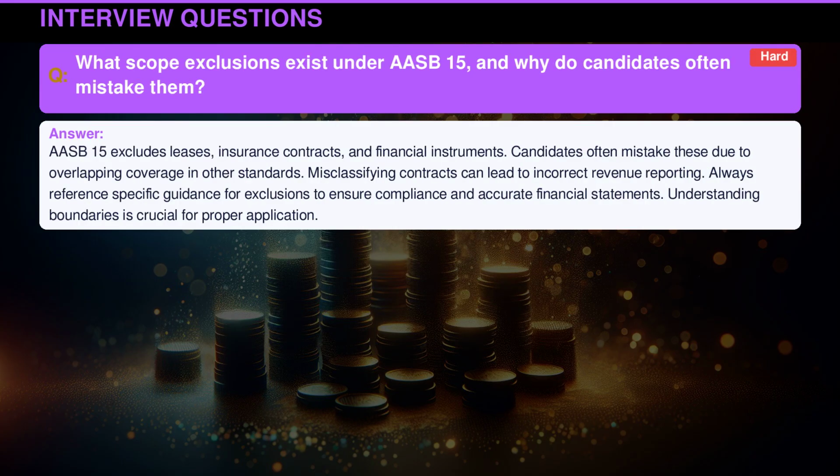AASB 15 excludes leases, insurance contracts, and financial instruments. Candidates often mistake these due to overlapping coverage in other standards. Misclassifying contracts can lead to incorrect revenue reporting. Always reference specific guidance for exclusions to ensure compliance and accurate financial statements. Understanding boundaries is crucial for proper application.